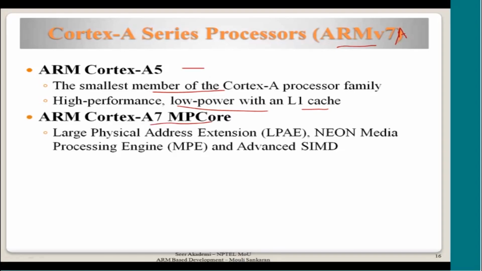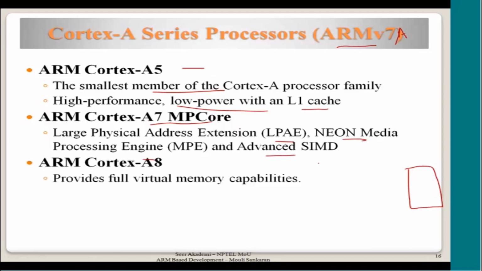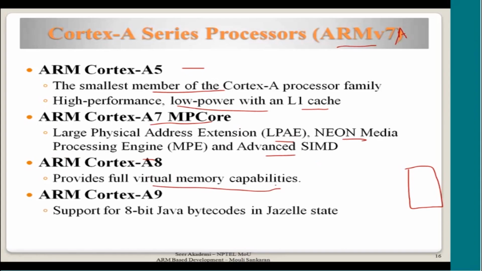Then A7 MP4 has a large physical address extension, expanding the physical addressability, and a media processing extension as well as advanced performance. And then A8 provides full virtual memory capability. That is another advanced version. So this is how the complexity increases and features get added. The previous features are also supported, so I am not mentioning them, only additional things, and not all of them. I am just highlighting a few of the features.